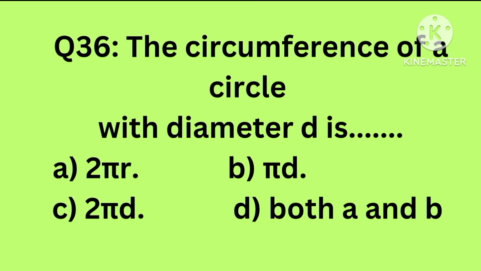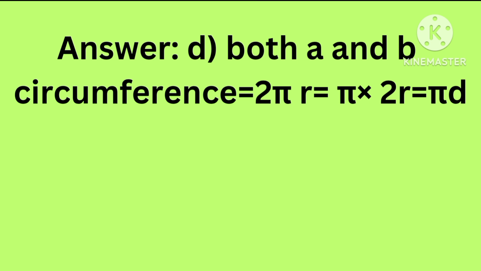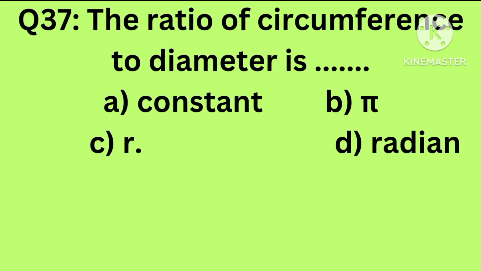Question number 36. The circumference of a circle with diameter d is 2 pi r, pi d, 2 pi d, both A and B. Both A and B. Circumference is equal to 2 pi r, but 2r is equal to d. So 2 pi r and pi d both are formulas for the circumference.